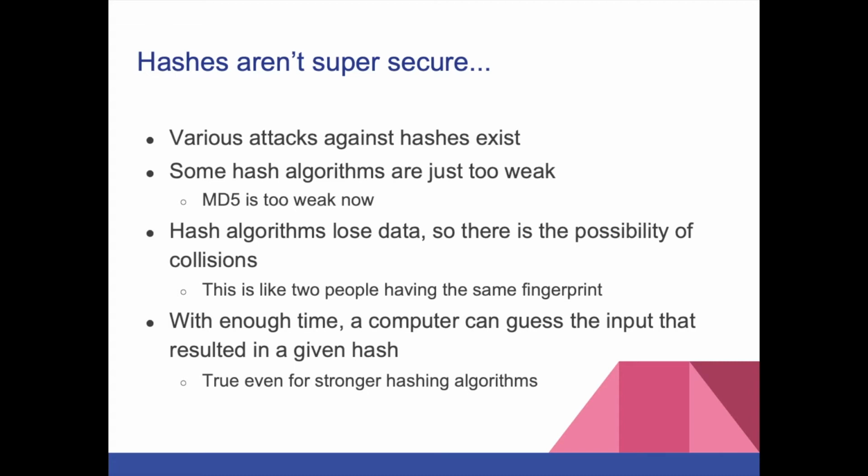It's also the case that hashing algorithms, like encryption algorithms, can have mathematical or code level flaws that introduce weaknesses. Furthermore, the faster a computer can compute a hash, the faster it can try to guess the input that created a specific hash. We'll talk more about that later.